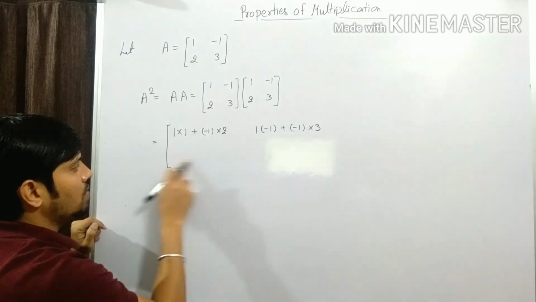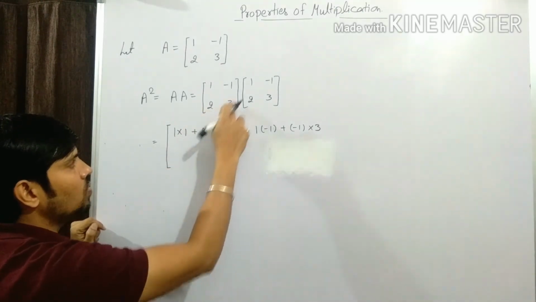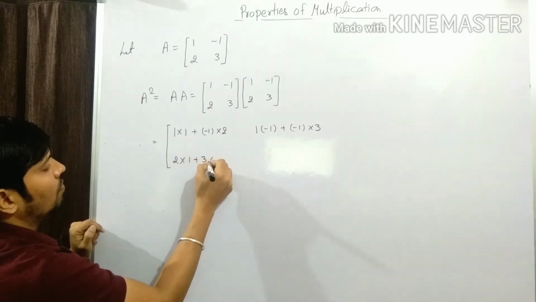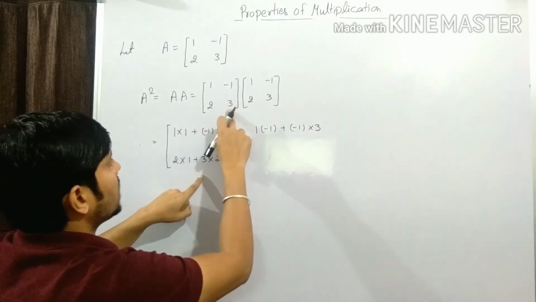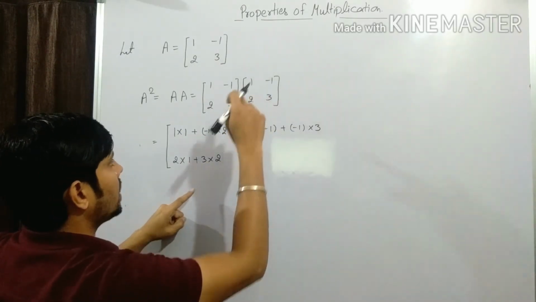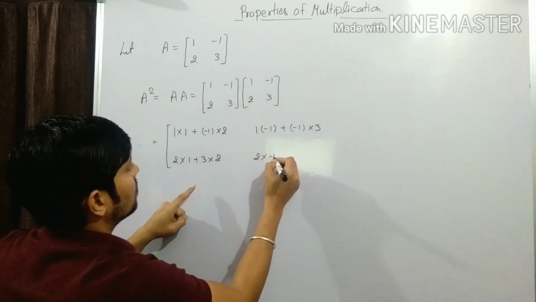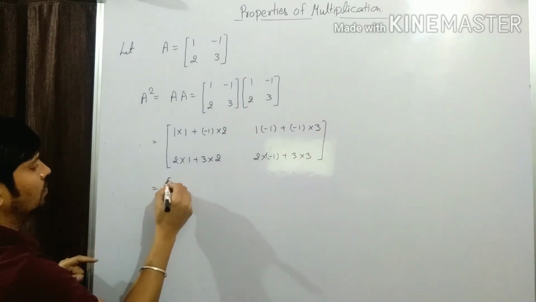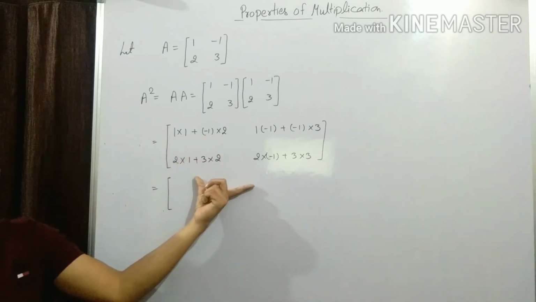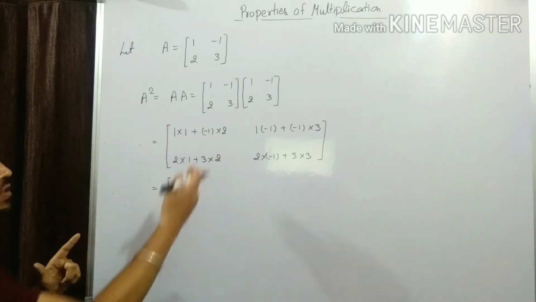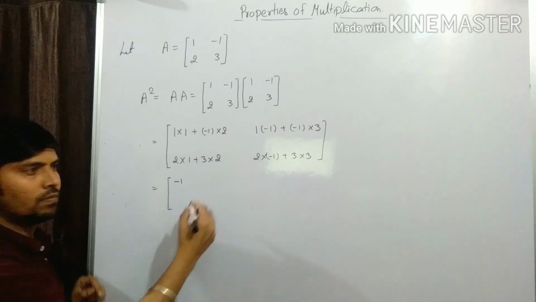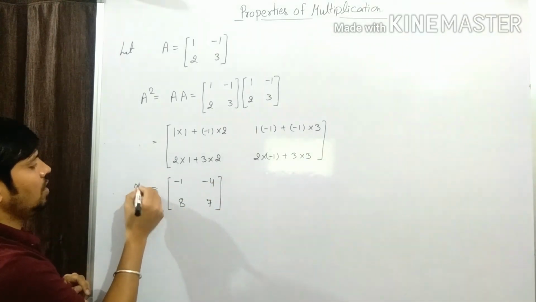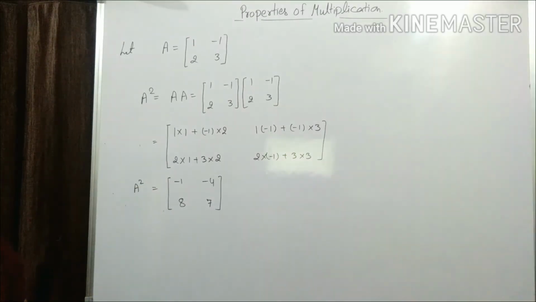This element, second row, first element: the second row is multiplied by the first column, and the second row gets multiplied by the second column. Now we have multiplied this. Now solve it. This will be minus 1, minus 4, 8 and 7. This is A square. This is clear to all of you.